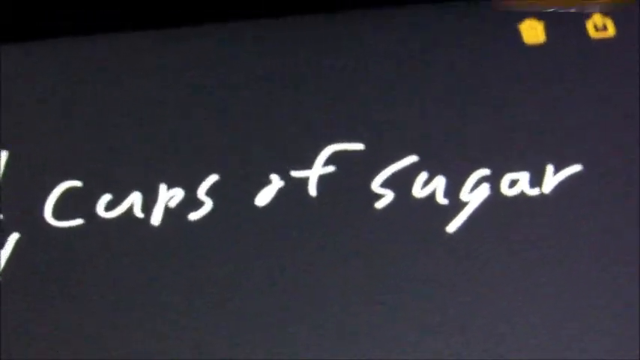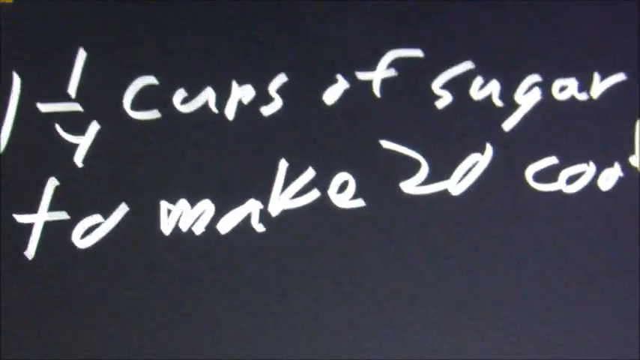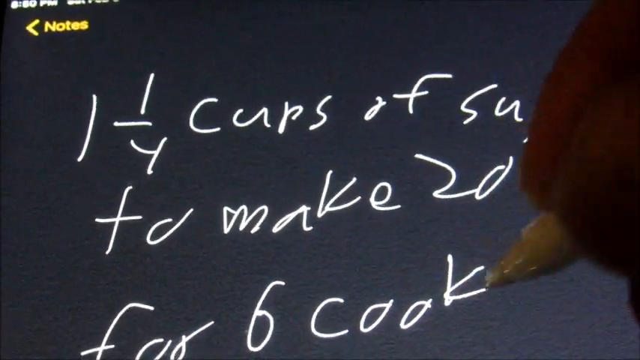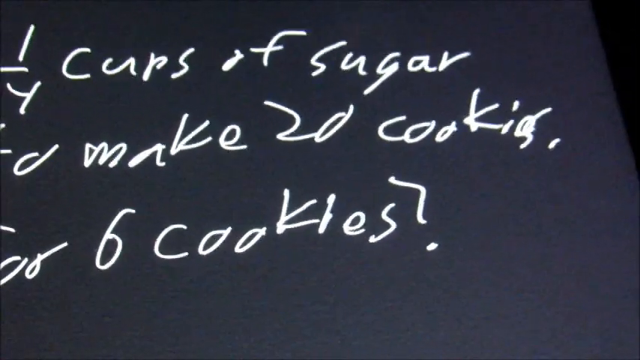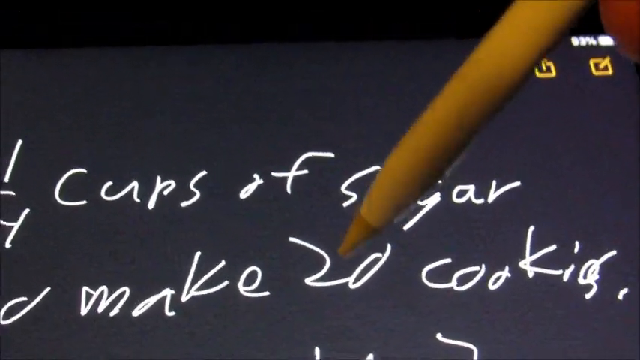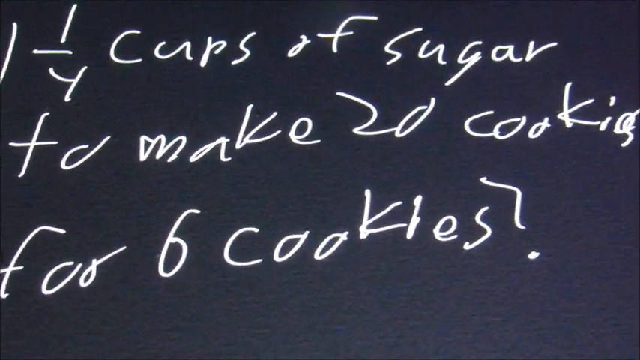And let's say that it says that it takes 1 1/4 cups of sugar to make 20 cookies, and you want to know how much sugar for 6 cookies. So we're just going to put this as a ratio. Just like we did, we're going to say 1 1/4 is to 20 as what? How many cups is to 6?